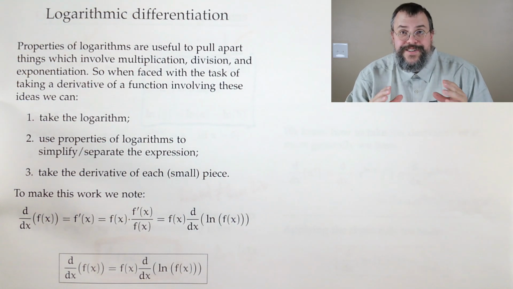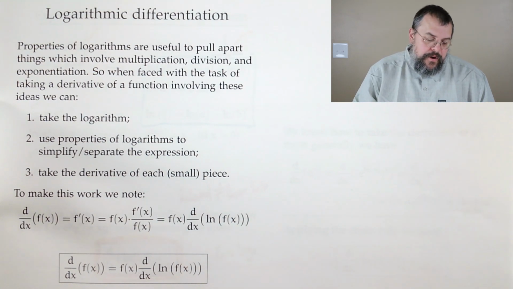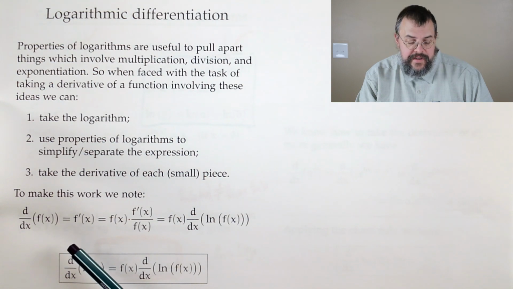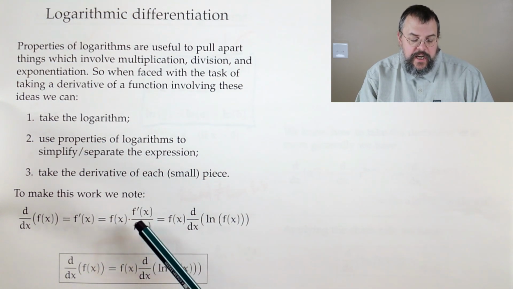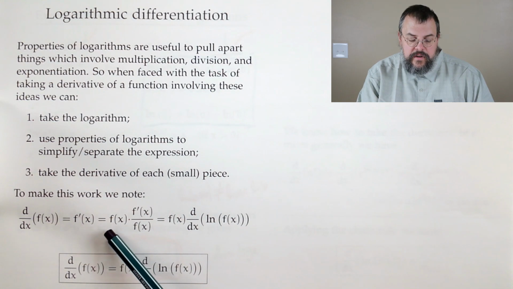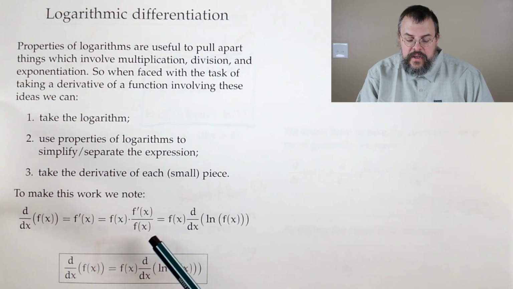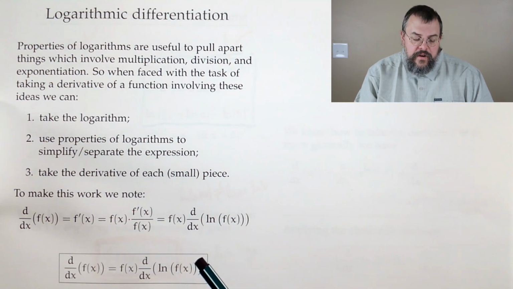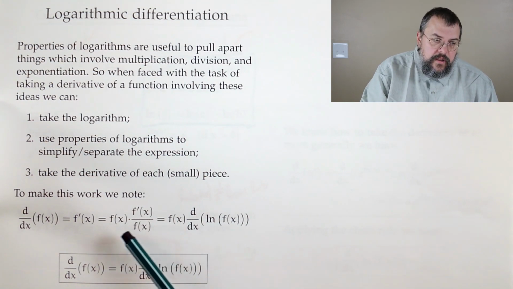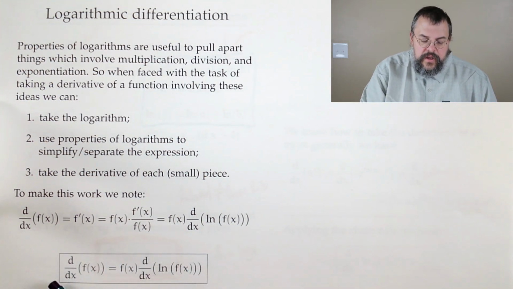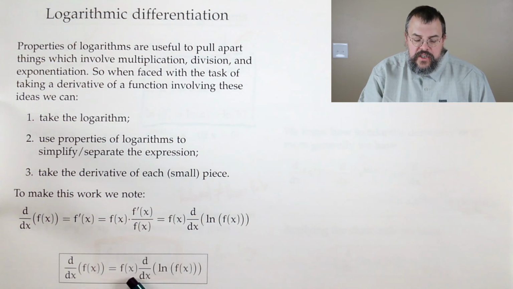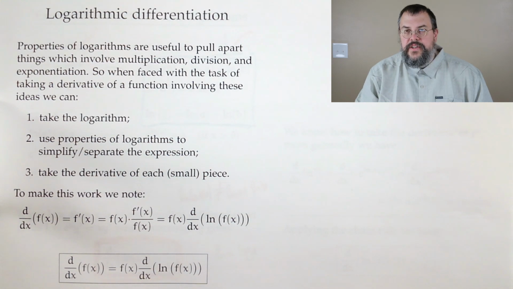Now, here's how it works in practice. Suppose I have the derivative of some function f of x. Well, that's f prime of x. So that becomes f of x times f prime of x over f of x. You'll notice here the f of x is canceled. And this expression we just saw is what we got when we took the derivative of the natural log of f of x. So here we go. This is logarithmic differentiation in a nutshell. If I want to take the derivative of any function, that's equal to taking the function times the derivative of the natural log of the function.